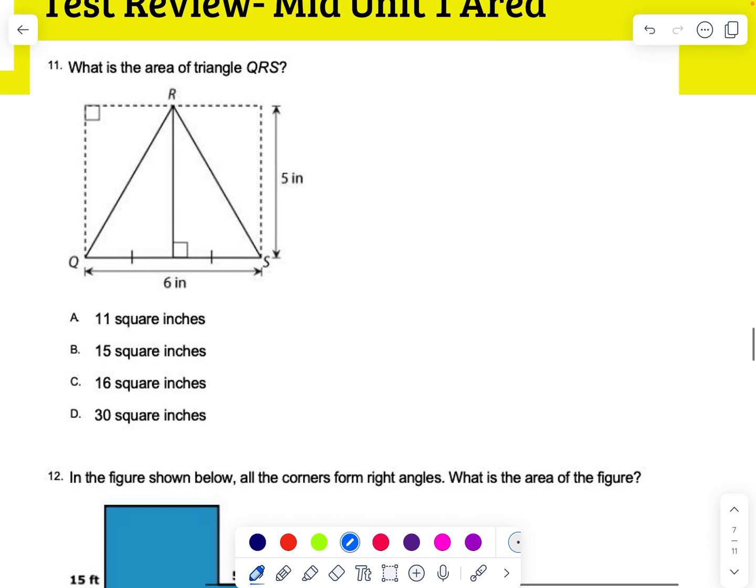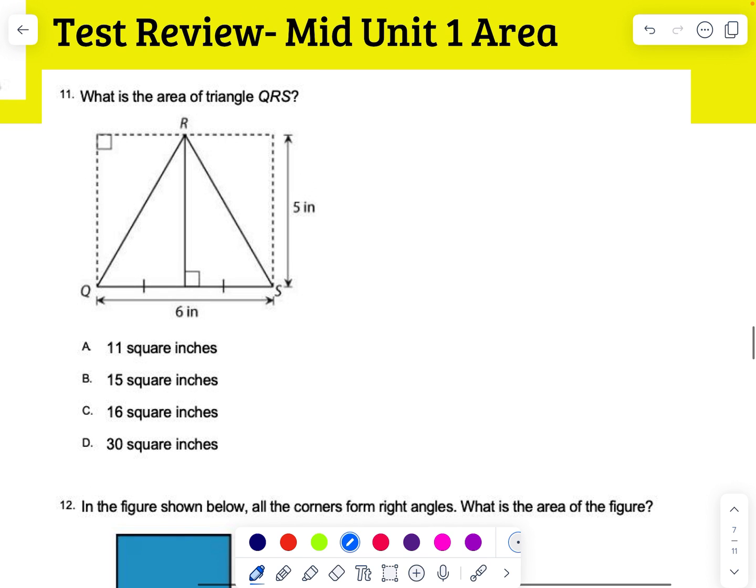This one is really easy. In class, we talked about how sometimes on these tests that we take, shapes are going to be referred to by their vertices. So we're here talking about what is the area of triangle QRS. So Q starts here, QRS. So that's the triangle we're looking for right here.